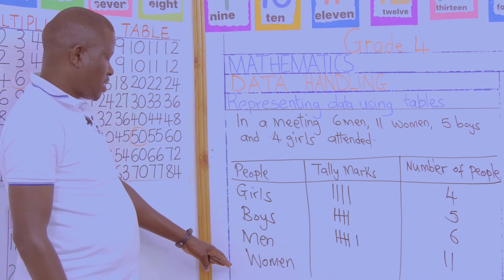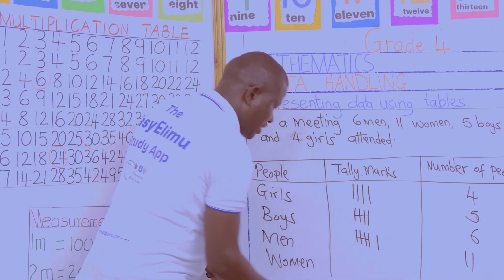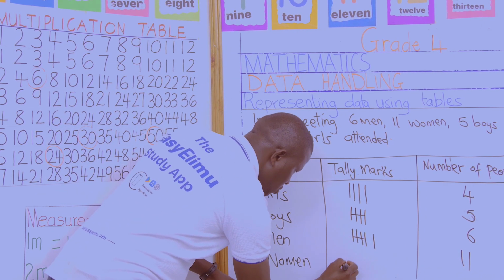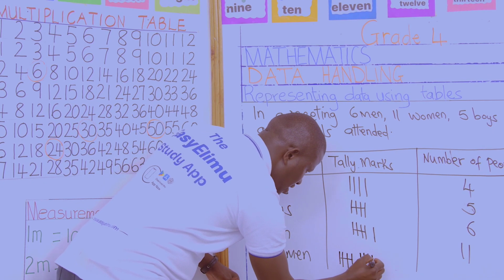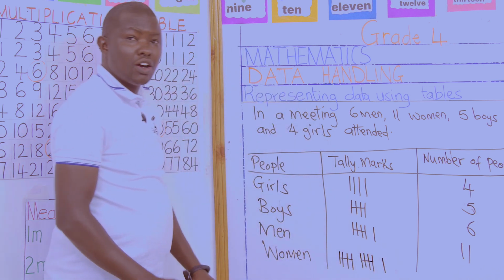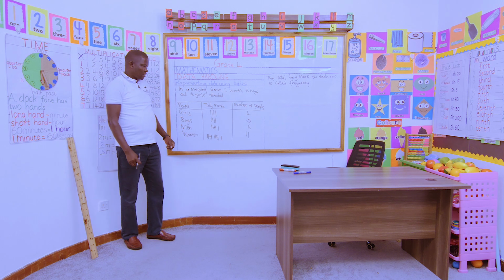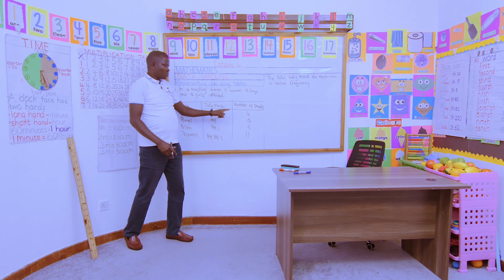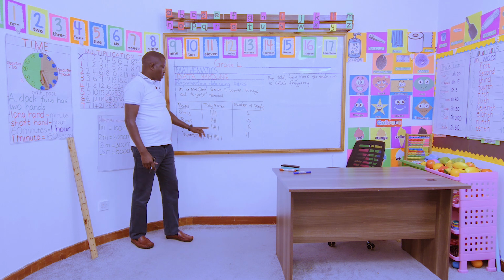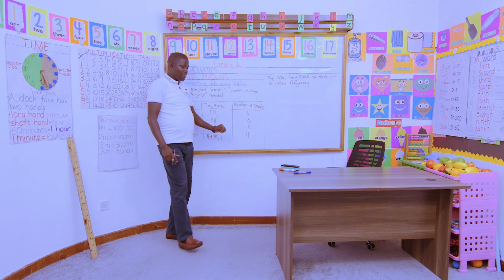And the next one is the tally mark for women. We have 11. So we input 1, 2, 3, 4, 5, 6, 7, 8, 9, 10, 11. That is how we input the tally mark. We write 5, 5 and then 1 there. I'm repeating, the total tally marks for each row is called frequency. So frequency for girls is 4. Frequency for boys is 5. Frequency for men is 6. And frequency for women is 11.